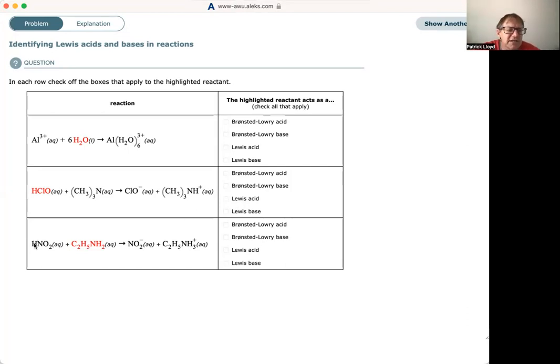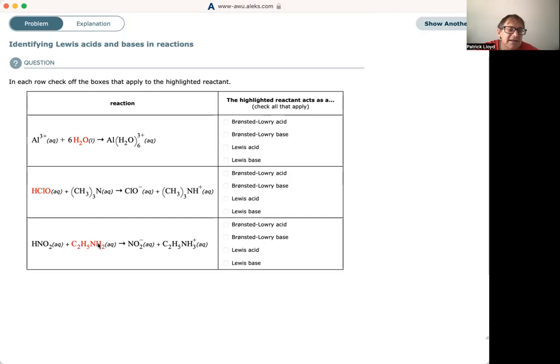Now, the third one is HNO2, which is nitrous acid. It's a weak acid, reacting with what looks like an ethylamine, C2H5NH2. That's called ethylamine. And you get the nitrite ion, and then you get the ethyl ammonium ion. So again, there's a new bond here. See the new bond? N-H. So it's really H+ that's being transferred over.